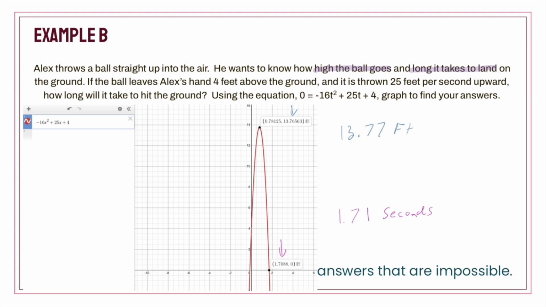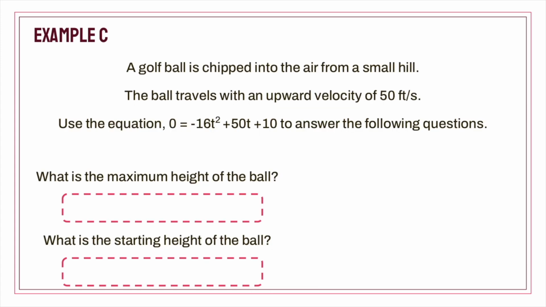Now let's take a look at the last example. So here in example C, it says a golf ball is chipped into the air from a small hill. The ball travels with an upward velocity of 50 feet per second. Use the equation 0 equals negative 16t squared plus 50t plus 10. So again, we're going to take out our graph and our Desmos calculator.